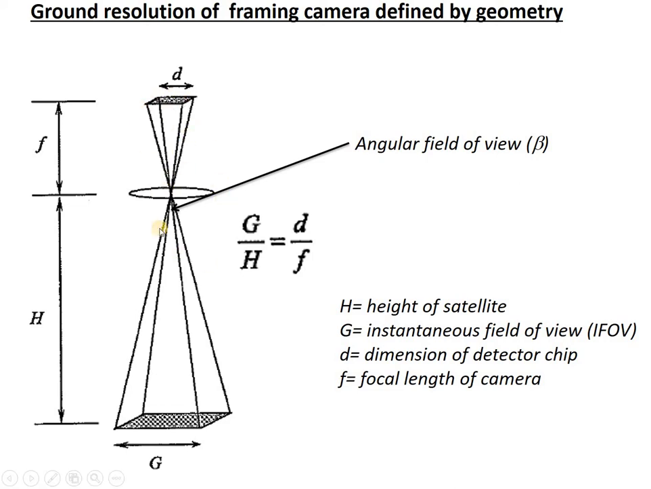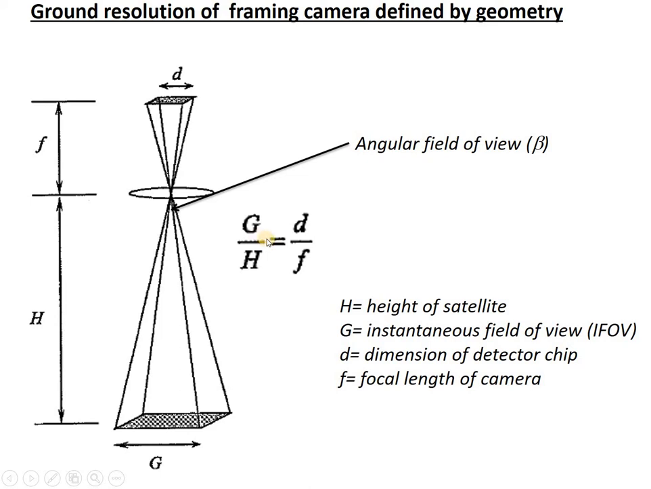So if we consider this as a whole, the geometry of a framing camera is governed by this pretty simple ratio relationship. And understanding this really actually gives us our first look at some of the trade-offs between spatial resolution and temporal resolution, for example. So what this says, right, is the ratio of the dimension of the field of view over the height of the satellite must stay equal to the dimension of the detector chip divided by the focal length of the camera.